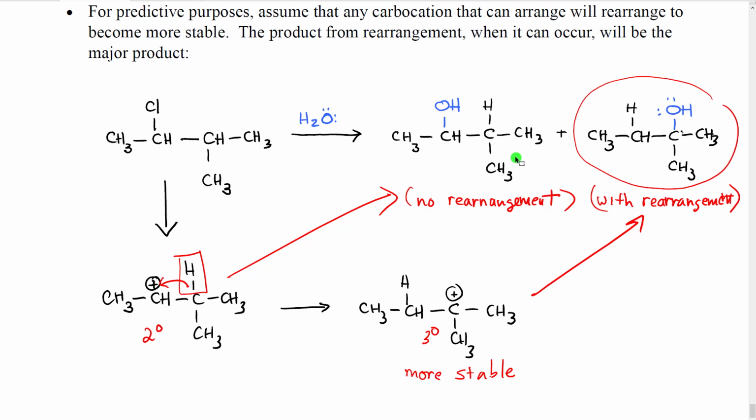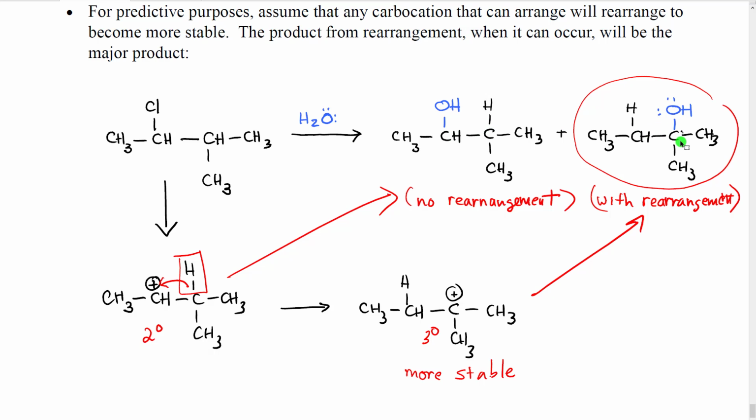So, for the purposes of our class, we are going to assume that any carbocation that can rearrange to become more stable will rearrange, and that the preferred product will be from the rearranged carbocation. So we would write this product. And in fact, we will not write non-preferred products. Again, this is just a choice that we're making. We know that in our real reaction, we would get a mixture of these.